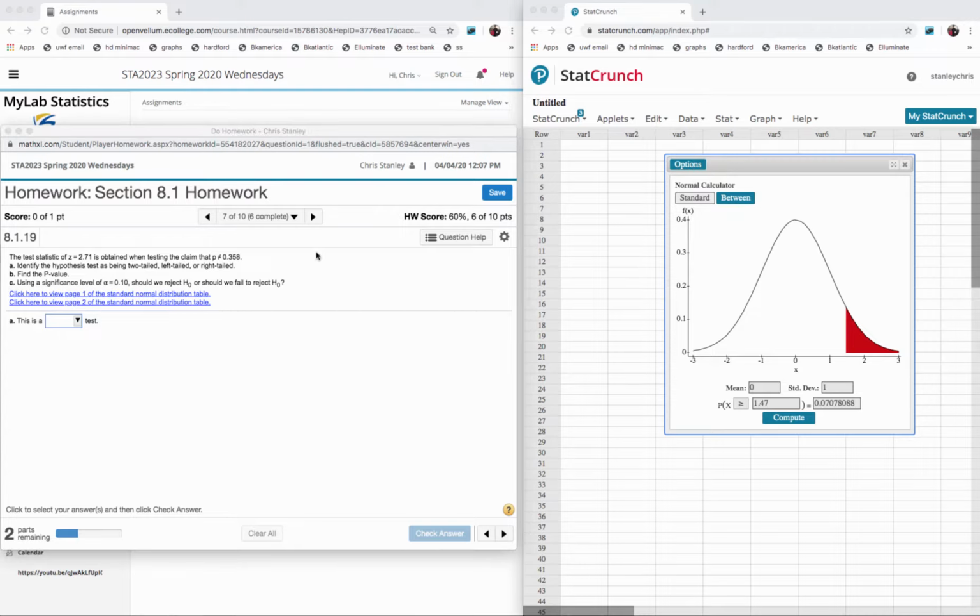Okay, so this is almost the same thing. Look at this. The claim is that it's a not equal to. When you set up these things, you want to get good at setting these nulls up. The null is always an equal sign. They actually gave us the claims and the alternative in this case. So this is a two-sided test.